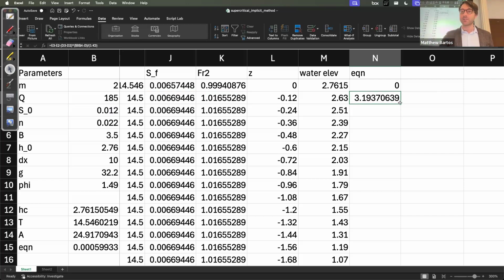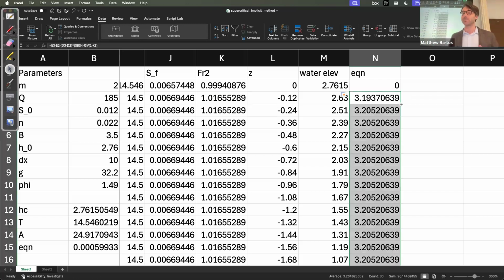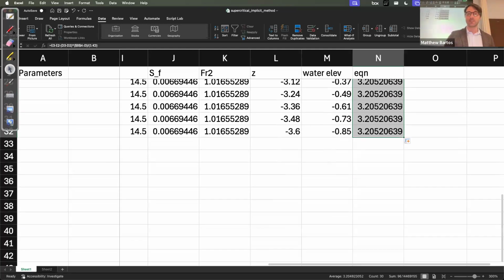So I'm going to go ahead and just double click this little bottom right corner to extend this formula to the rest of the cells. If that doesn't work for you, you can drag it down. I think there's only 32 entries here.